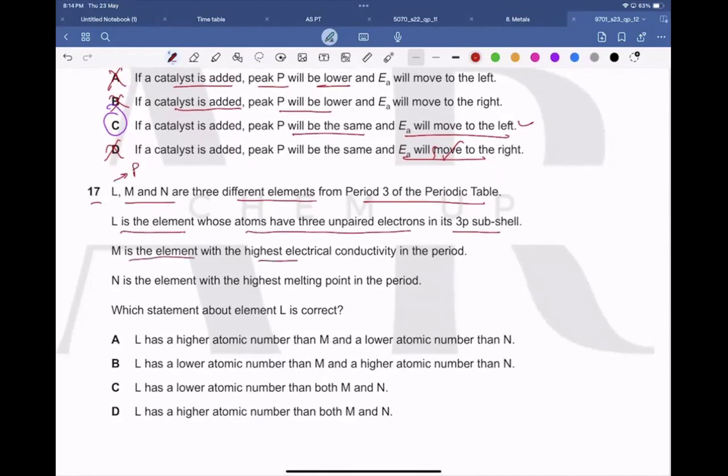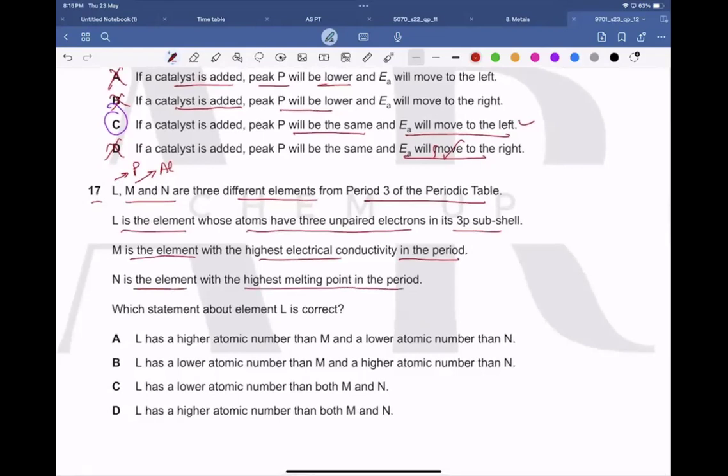M is the element with the higher electrical conductivity in the period. So it can be aluminum because it has a +3, it loses 3 electrons per atom. And N is the element with the highest melting point in the period. So it's silicon, right? Which statement about element L is correct? L has the higher atomic number than M. Yes, because if you see, phosphorus is 15, aluminum is 13, and silicon is 14.